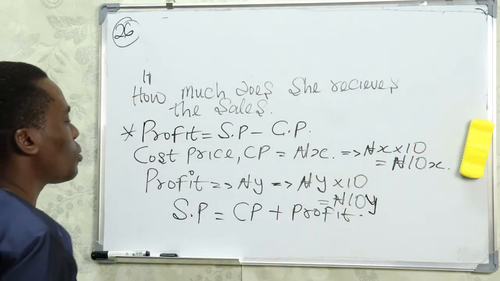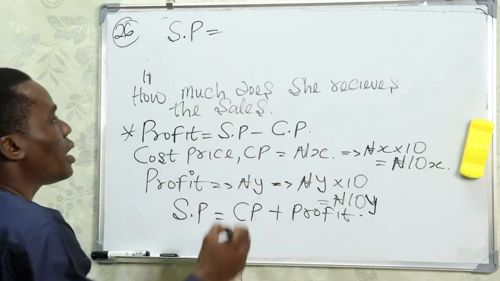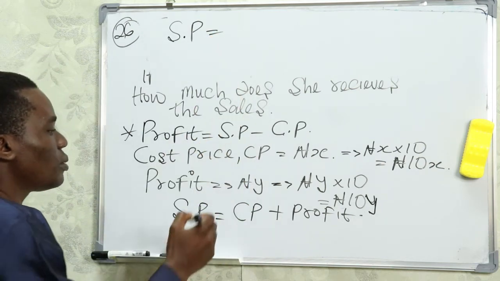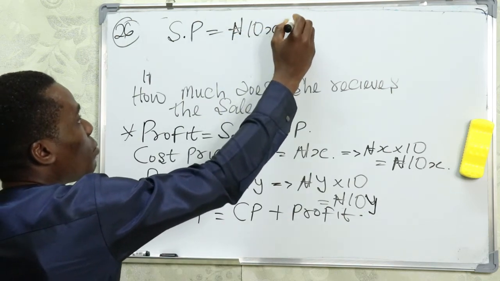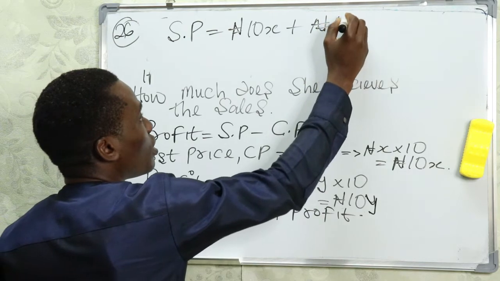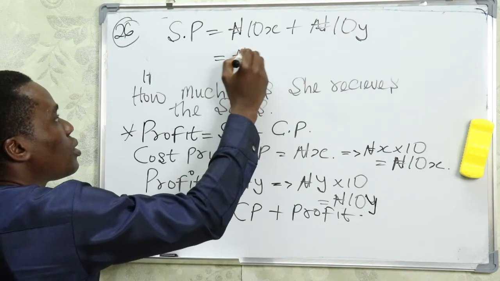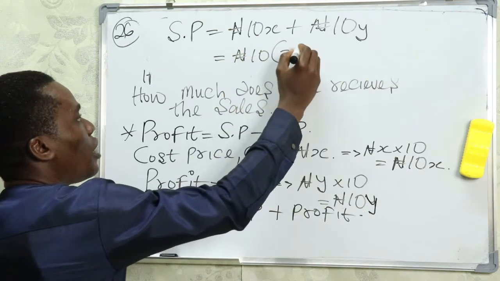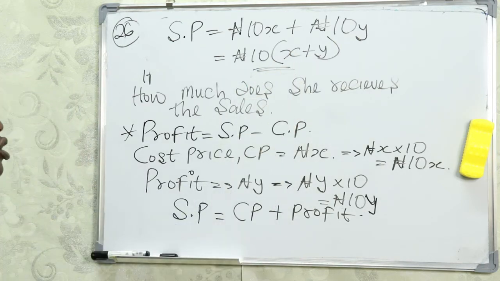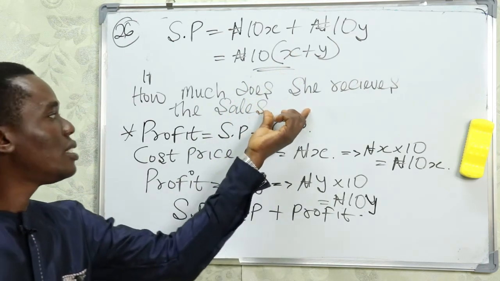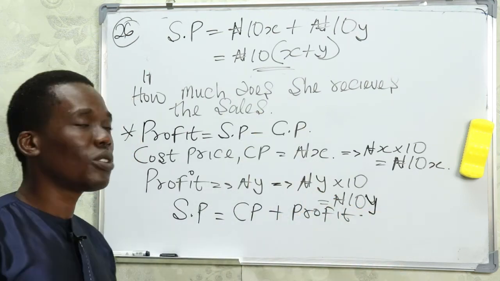Now if we analyze that, we are going to see that the amount she received from the sales of that is 10x naira plus 10y naira. So our selling price will now be 10 naira common, x plus y. So that will be the amount she receives after selling 10 tins of milk. You see, it's very easy. This is question number 26.